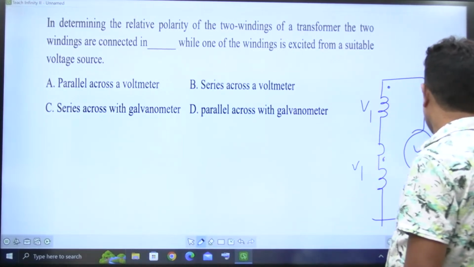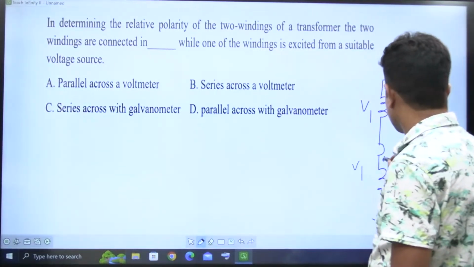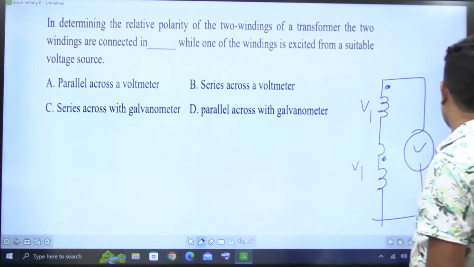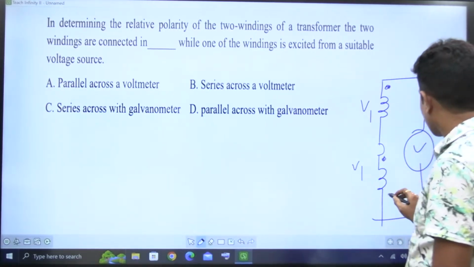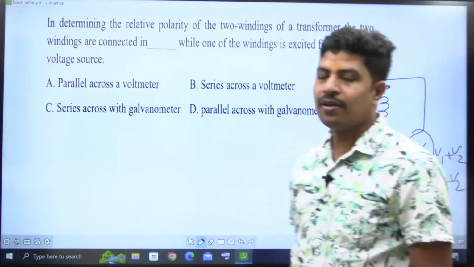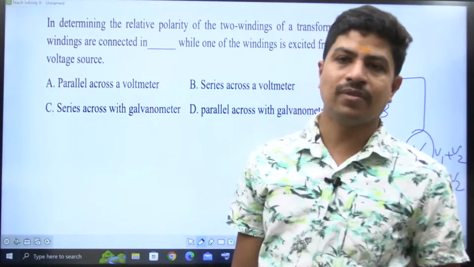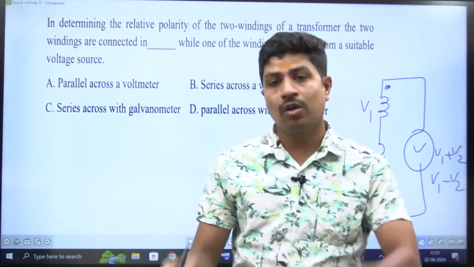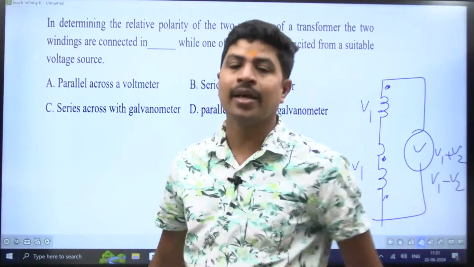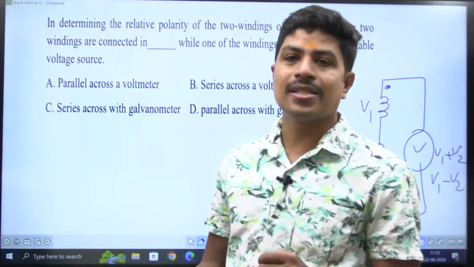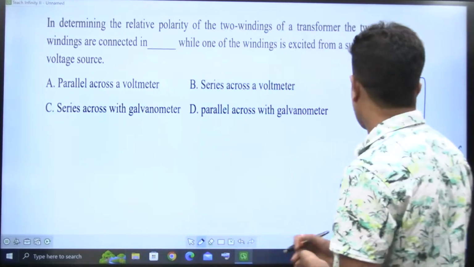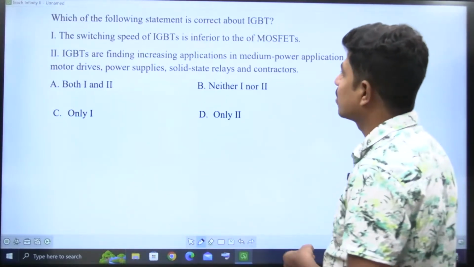So from that you can say this is dot, this is dot. But if you get a V1 minus V2, no, then we can say that this is dot and this is dot. Okay, so if you want to know the polarity of the transformer, then take both the windings, connect in series, then connect across a voltmeter. Depending on the voltmeter reading, we decide where I have to put the dots, or what is the polarity of the windings, right?